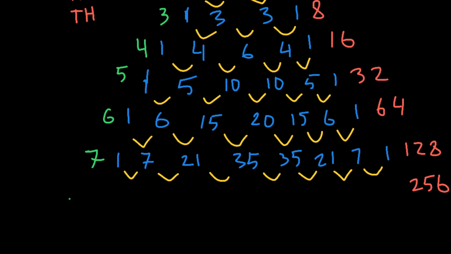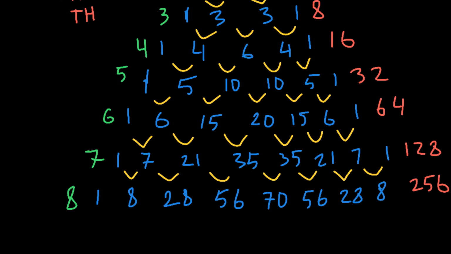So this is going to be row number 8. We start with 1, and the numbers are going to be as follows: 8, 28, 56, 70, 56, 28, and 8, and 1. So if we combine all these numbers, we are going to get 256 combinations. So now let's find how many classes we have.